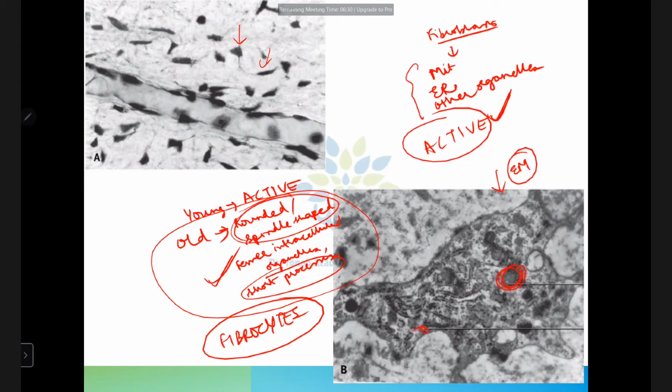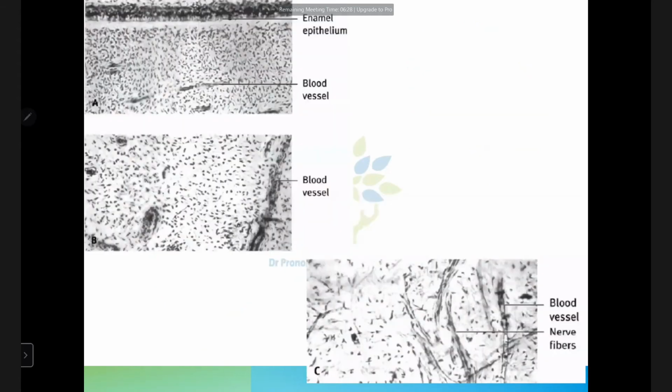Okay, and one more thing is, as the fiber content increases, it means that in the young pulp there will be more amount of cellular elements. In young pulp there will be more amount of cells. If you can see, more cells are present, whereas as the aging takes place, the number of fibers increases. Okay, so this is the picture of age changes. These three pictures depict the age changes of the dental pulp. So as the age progresses, cellular content decreases, fibrous content increases.